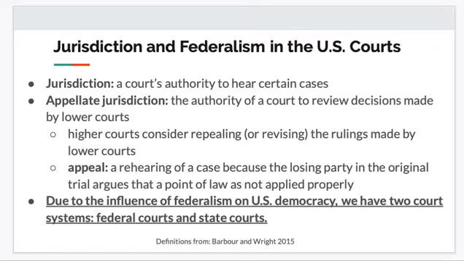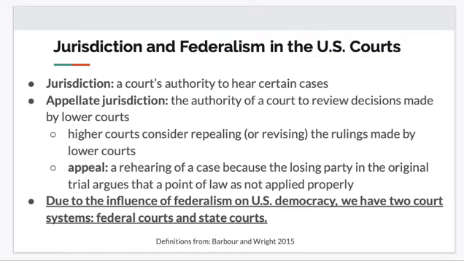Now, one of the terms that's important to know about is jurisdiction, which describes a court's authority to hear certain cases. Appellate jurisdiction is the authority of a court to review decisions that were made by lower courts. So higher courts often can consider repealing or revising the rulings made by lower courts. An appeal is a rehearing of a case because the losing party in the original trial argues that a point of law was not applied properly in the original case.